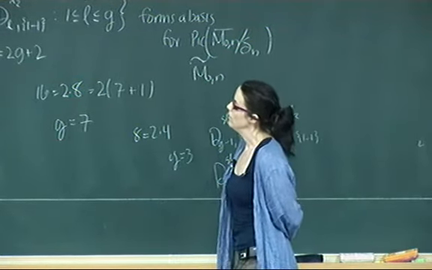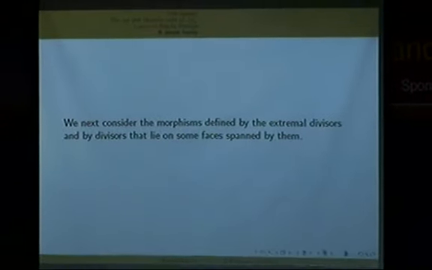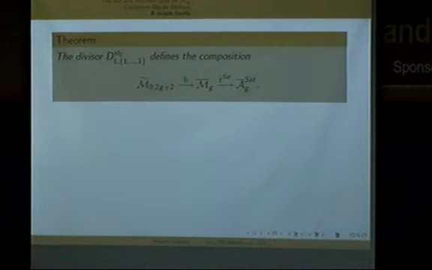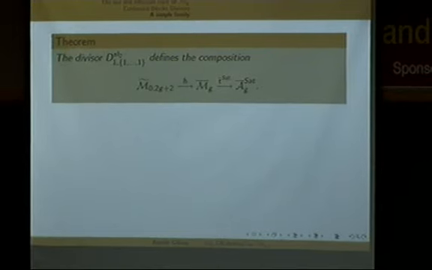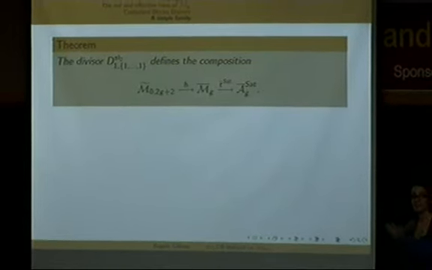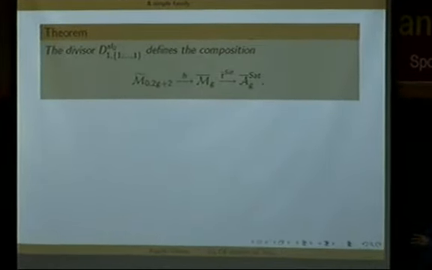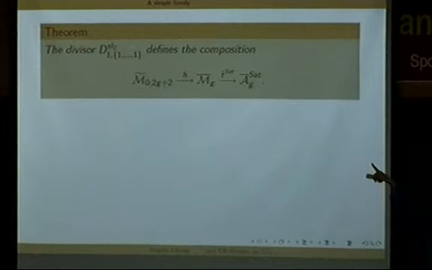Okay, I want to tell you what the morphisms are for these extremal rays and some of the faces that they span. The first one actually defines a composition from M_0,2g+2 along this isomorphism onto the hyperelliptic locus. So it goes to H_g, sitting inside of M_g, and then with the Satake map all the way to A_g Satake. So how do you show that?